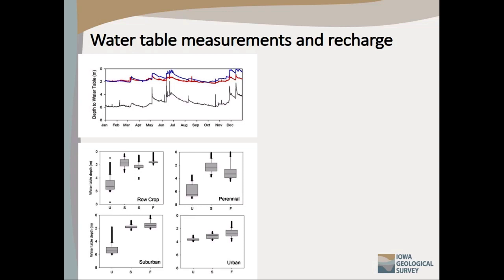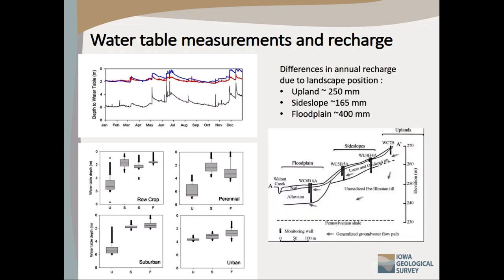We had water level fluctuations here in the side slope and the floodplain, and the upland had a much deeper water table depth. All kind of behave similarly. This is just a box plot of the different land covers, and we had deeper water tables under the uplands, and usually depending on where you were, whether the slope or the floodplain, where they were on the water level fluctuation path. Again, we have similar stratigraphy as we had in Walnut Creek that I showed earlier, with oxidized loess and till over oxidized prealluvial till and alluvium.